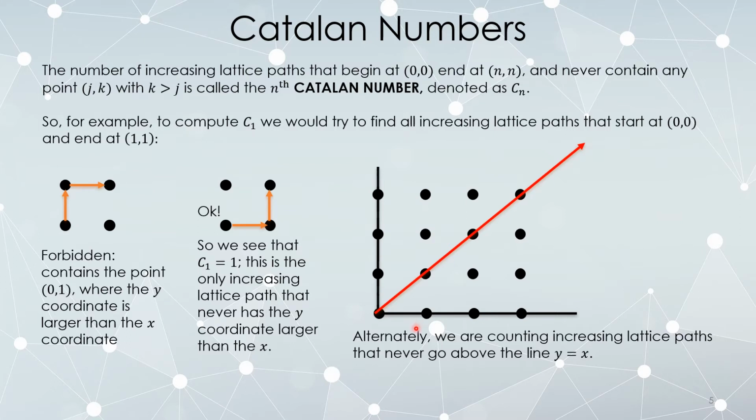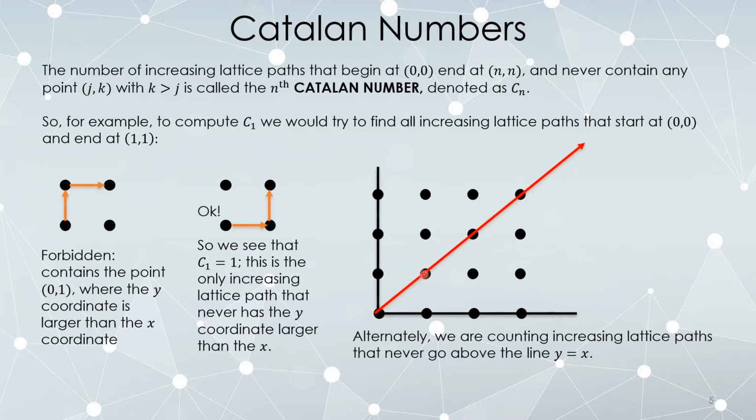So another way of viewing this is you are trying to start at 0, 0 and end at n, n. So here's 1, 1, or 2, 2, or 3, 3, and so forth. So you're going to end at some point on this line. But also, you never want to go above it. Above this line is where y is larger than x. So you need to take an increasing lattice path from the origin, 0, 0, to some n, n, while always remaining below or along this line.